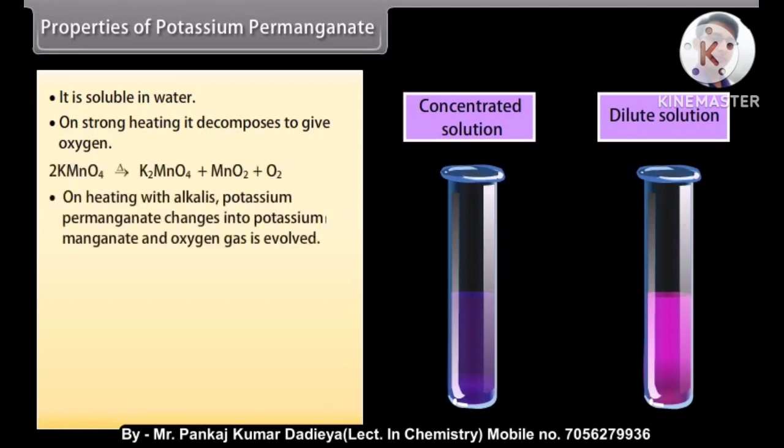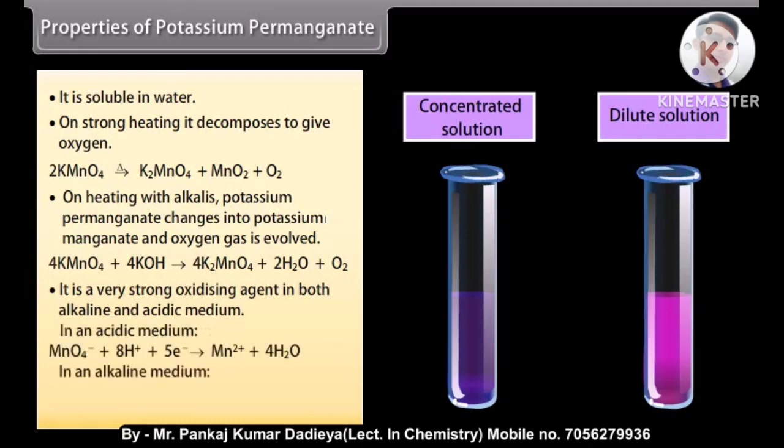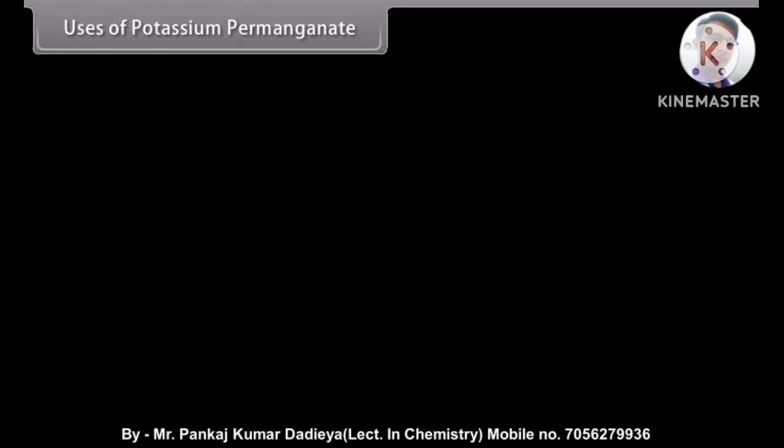On heating with alkali, potassium permanganate changes into potassium manganate and oxygen gas is evolved. It is a very strong oxidizing agent in both alkaline and acidic medium. Uses of potassium permanganate. The important uses of potassium permanganate are following.